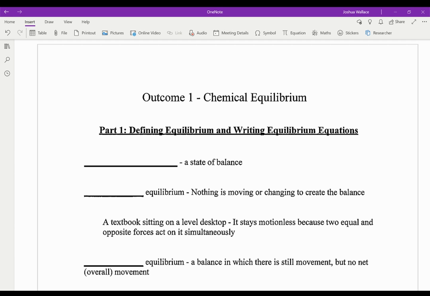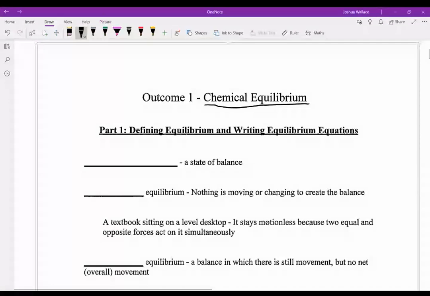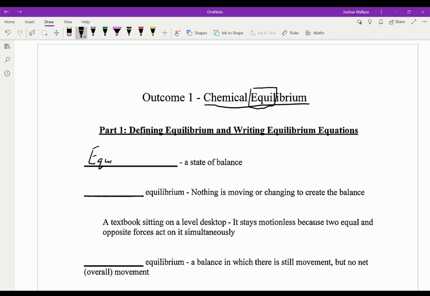Hey, Chemistry 30s, welcome to our new unit, which is dealing with equilibrium, acids, and bases. So outcome one here, we're going to focus on chemical equilibrium. Key word here, the root word of equilibrium is equal. So it means that having things equal, essentially. So we're going to talk about a few different terms here. So a state of balance is, as I just said, the term equilibrium.